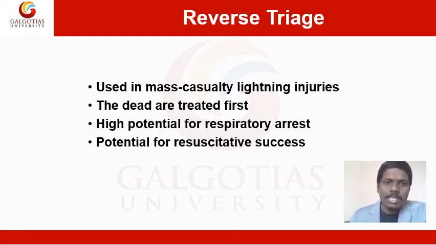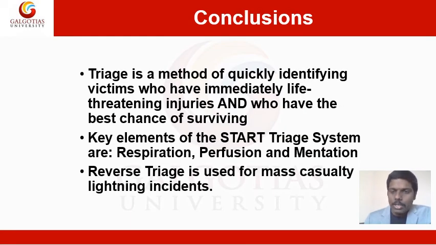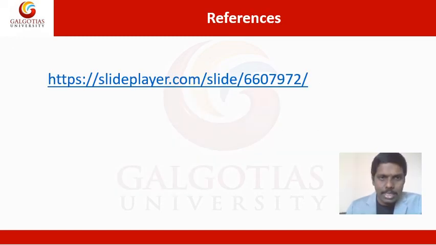Reverse triage is used in mass casualty lightning injuries. The apparently dead are treated first, because of the high potential for respiratory arrest and the potential for successful resuscitation. In conclusion, triage is a method of quickly identifying victims who have immediately life-threatening injuries and who have the best chance of surviving. The key elements of the triage system include respiration, perfusion and mentation. Reverse triage is used for mass casualty lightning incidents.